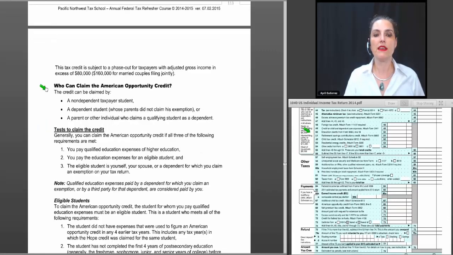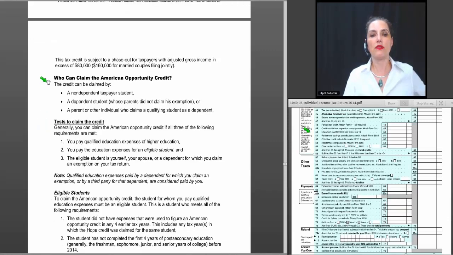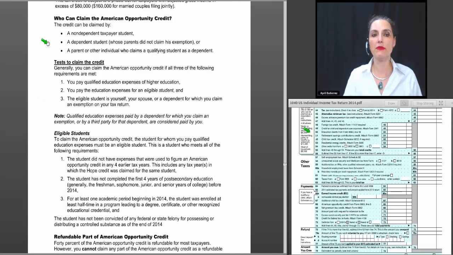The credit is subject to a phase-out when adjusted gross income exceeds $80,000, or $160,000 for married filers. The credit can be claimed by a non-dependent taxpayer student, a dependent student whose parents do not claim that child's dependency exemption, and by a parent or other individual who claims a qualifying student as a dependent.